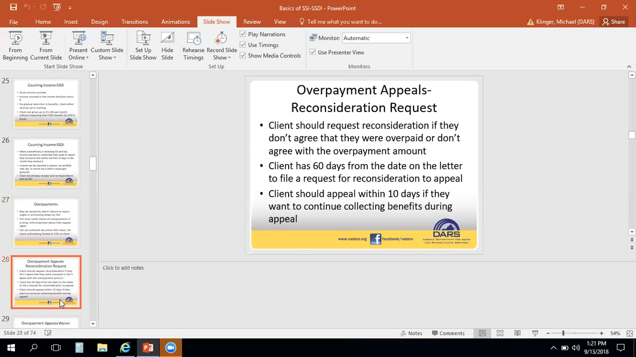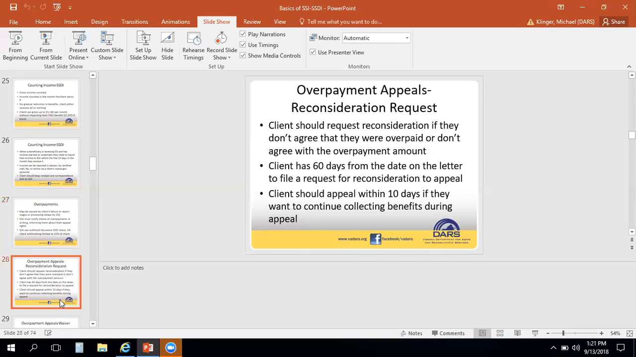But I wanted to go through with you some of the different types of appeals and what a client's rights are if they disagree with the decision. Again, a client will get a letter from Social Security telling them that they have been overpaid and that Social Security plans to withhold benefits to repay the overpayment. And it doesn't happen right away. The withholding doesn't happen right away.